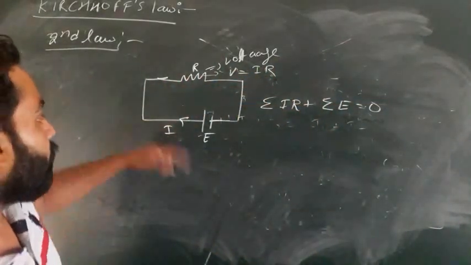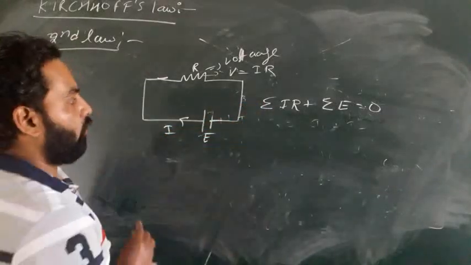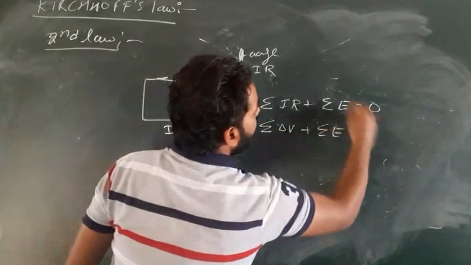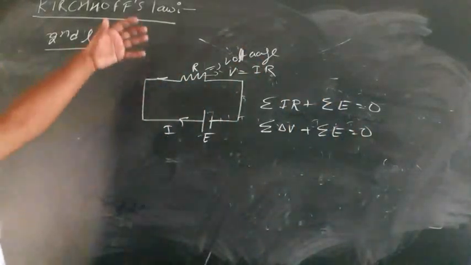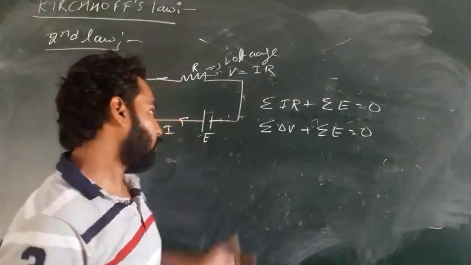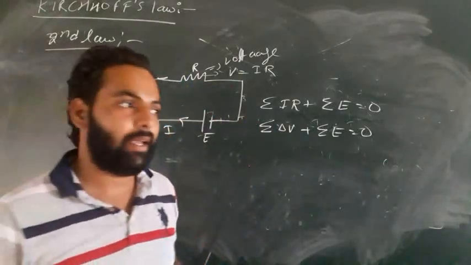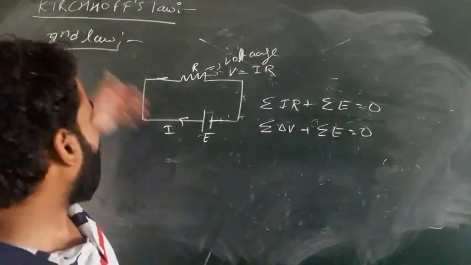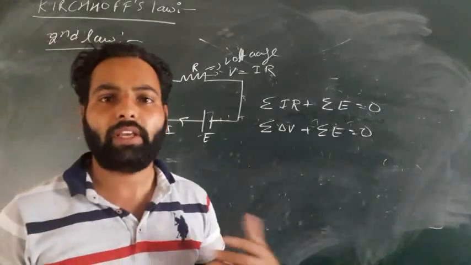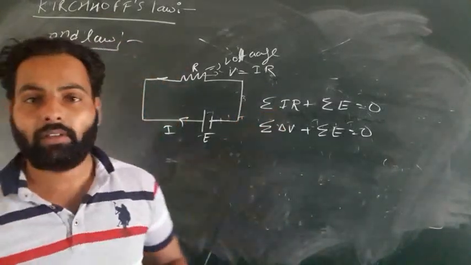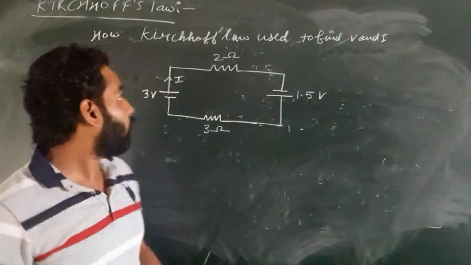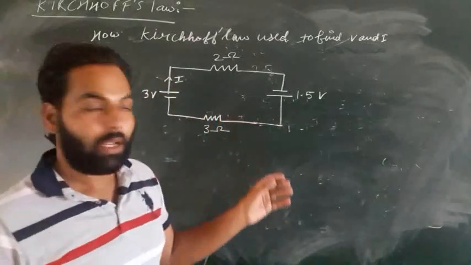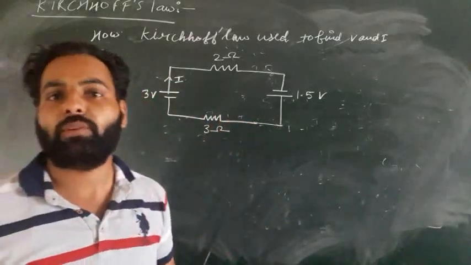Kirchhoff's second law states that the sum of all the voltages, or we can say the summation of delta V plus the summation of E, is equal to 0. We have discussed in detail how these laws are implemented. So we will take an example, and by using that example we will find how the Kirchhoff laws are used to find V and I for a circuit. First we will take a simple example.